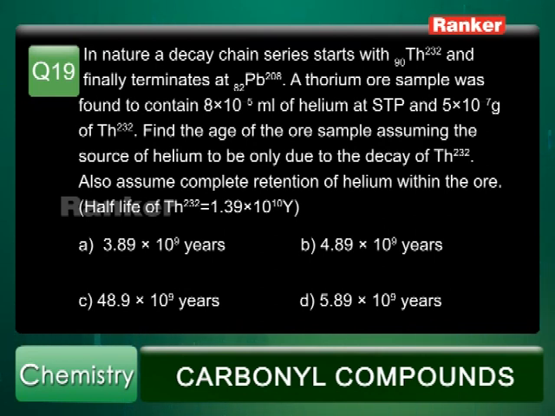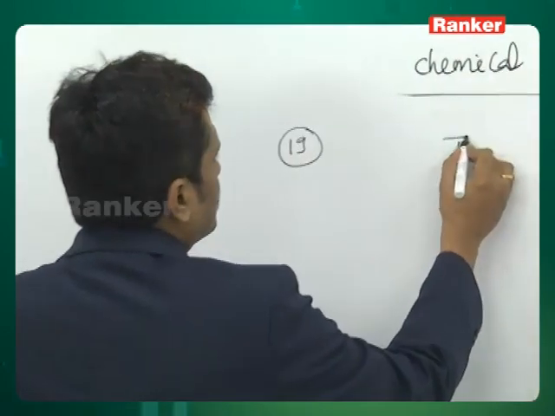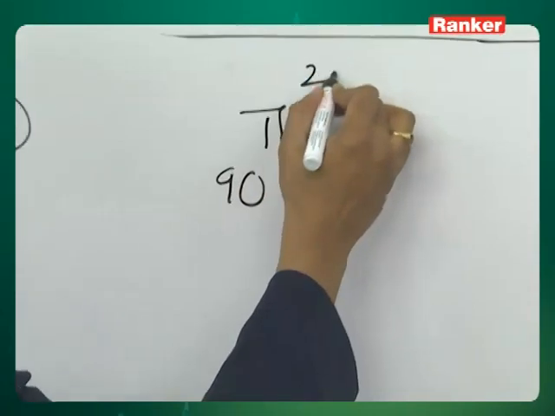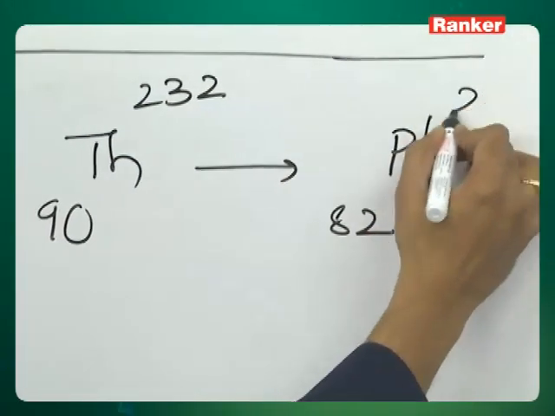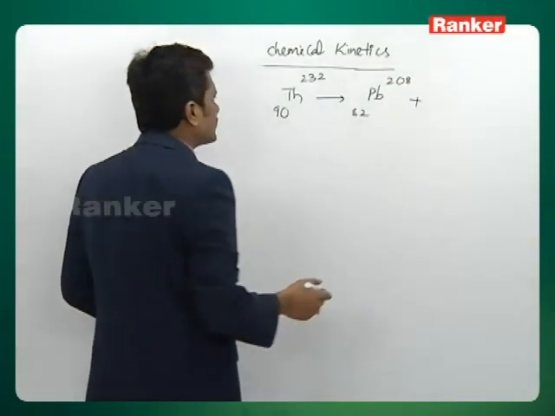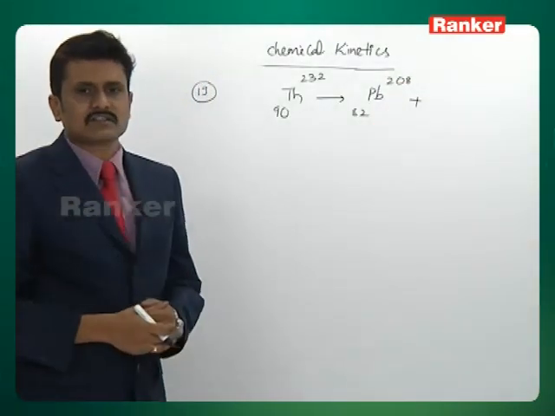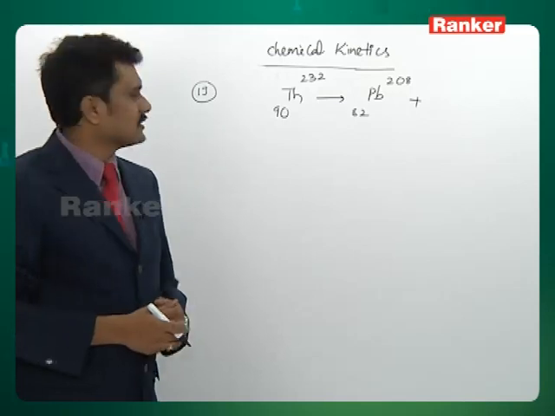Now we know that when thorium is undergoing decay to give you lead, as we can see 208, it is giving rise to the helium gas.